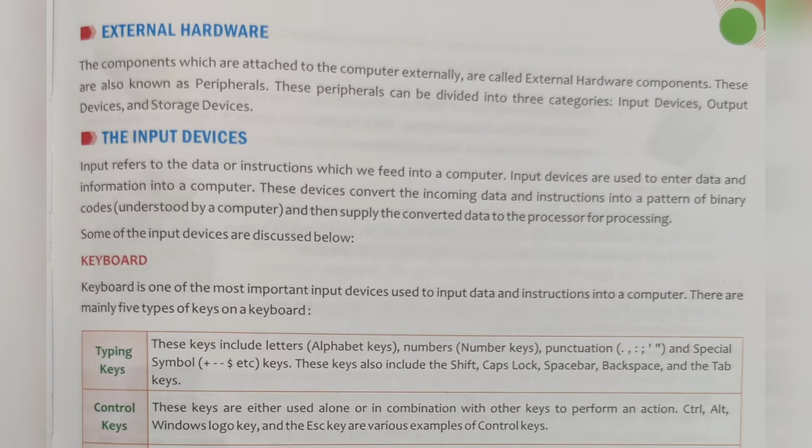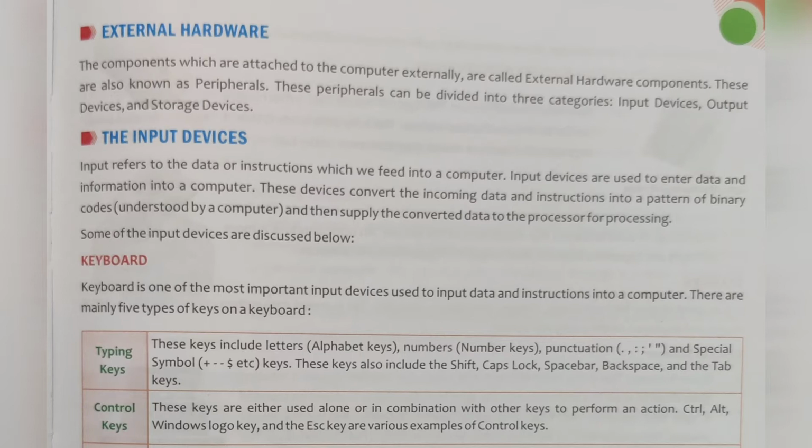External hardware components are the components which are attached to the computer externally. The components which are connected externally are known as external hardware components. These are also known as peripherals. These peripherals can be divided into three categories: the input device, the output device, and the storage device.